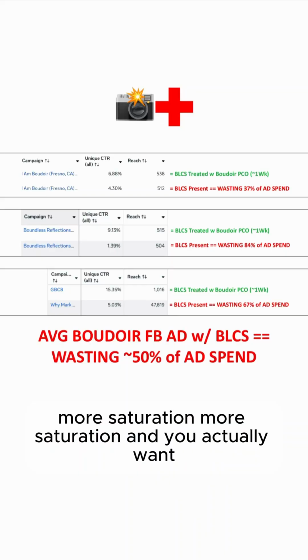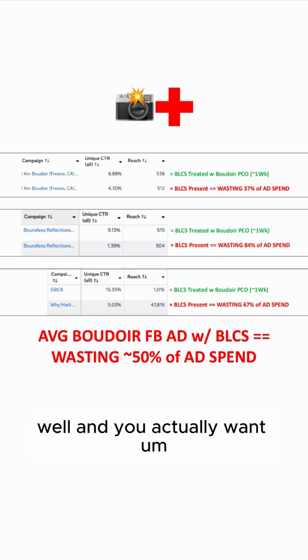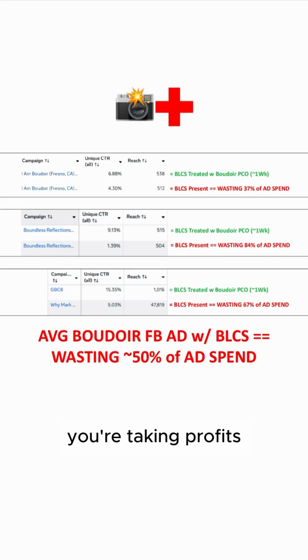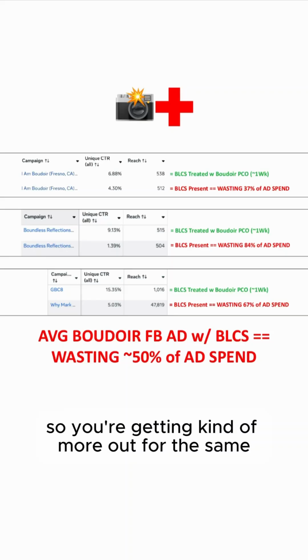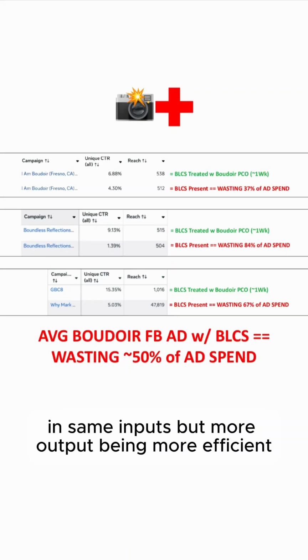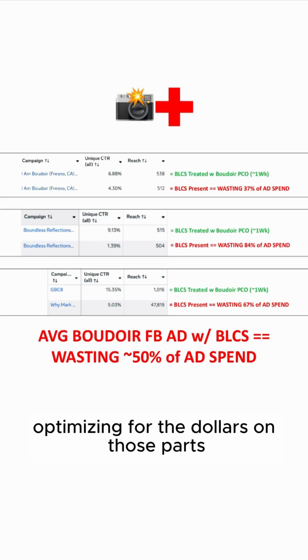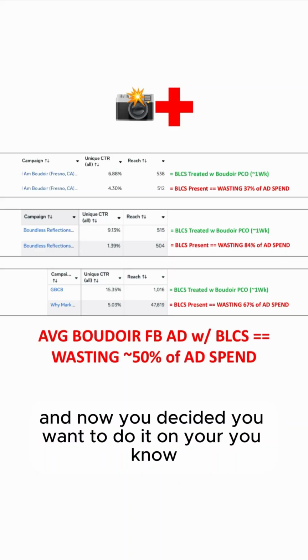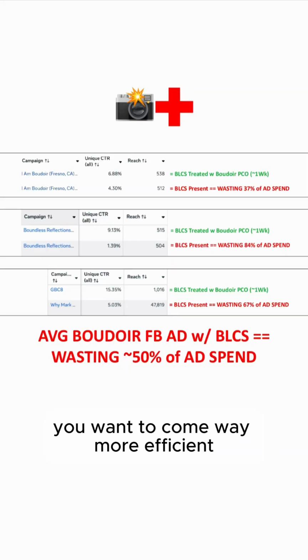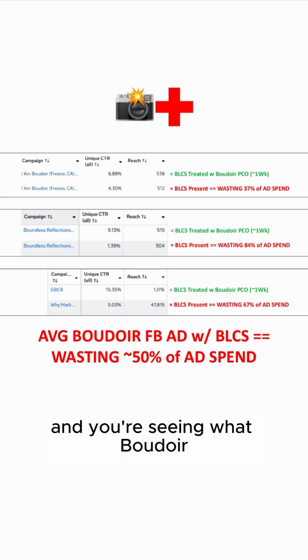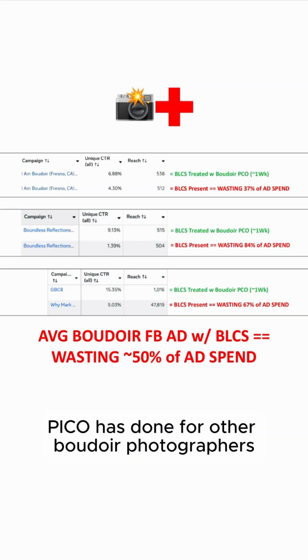And you've also been seeing inflation, cost of living rising. So you've already decided you're taking profits and optimizing the other parts of your business. So you're getting more output for the same inputs, being more efficient. You've already done that with other parts of your business, optimizing for the dollars on those parts. And now you've decided you want to do it on the Facebook ad part of your boudoir photography business. You want to become way more efficient, pull more money out of it as well by plugging the leaks. And you're seeing what Boudoir Pico has done for other boudoir photographers' Facebook ads.